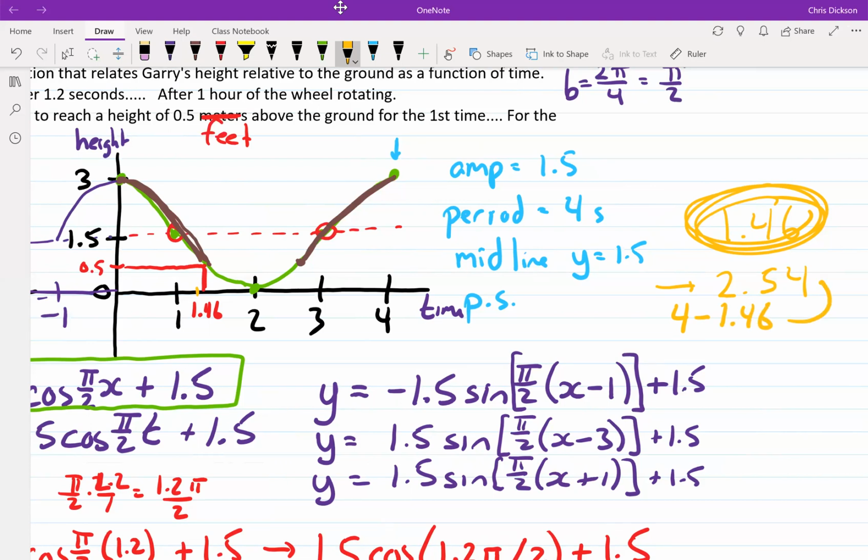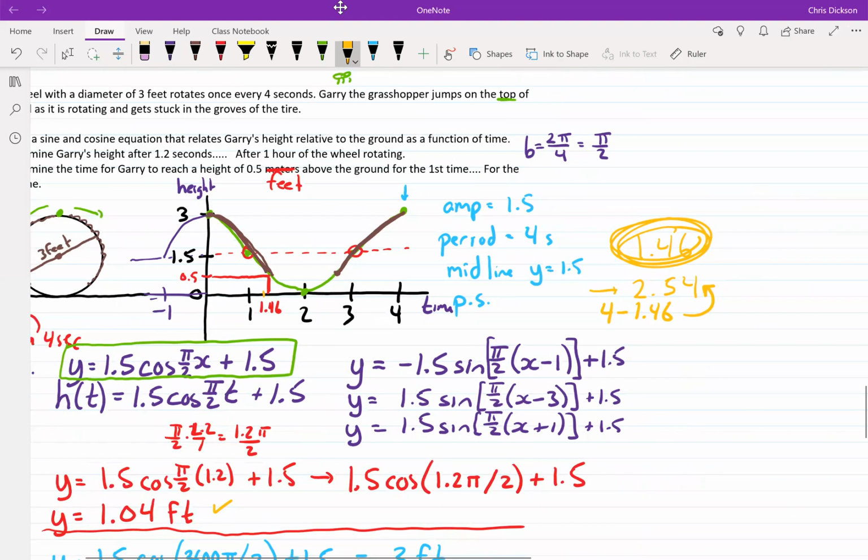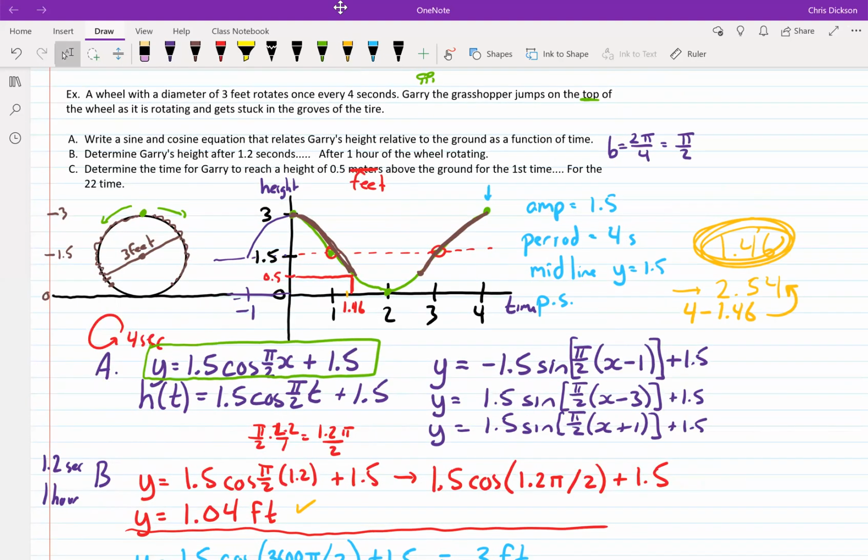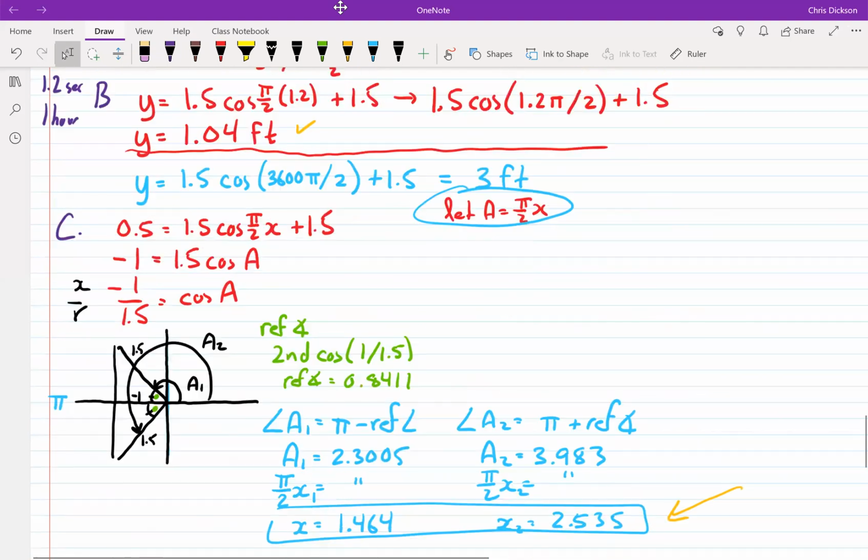And if you do that, you get that number there. So that's probably a quicker way to get the second value for you here. So what was the question asking? Let's go back to the question. So the question says, determine the time Gary's at a height of 0.5 feet above the ground for the first time. Well, that actually would be the very first number.